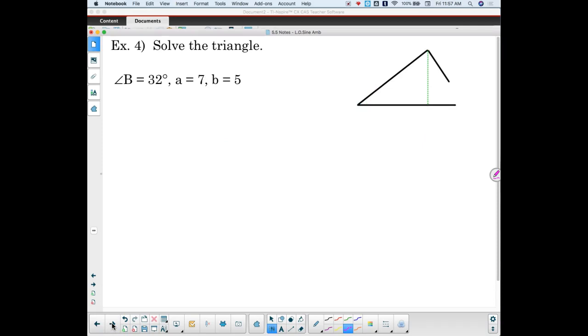So on the test, we have to prove that it's not possible. We can't just look at the picture and say, nope, because our pictures will not be drawn to scale. We won't even have pictures for you on the test. That's going to be your job to come up with that picture.